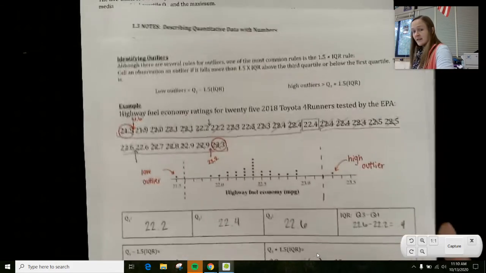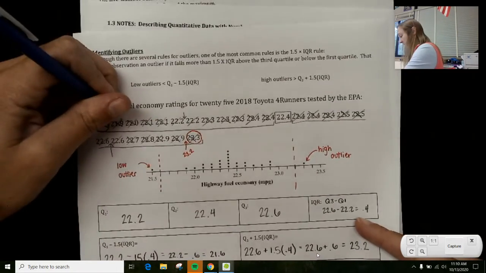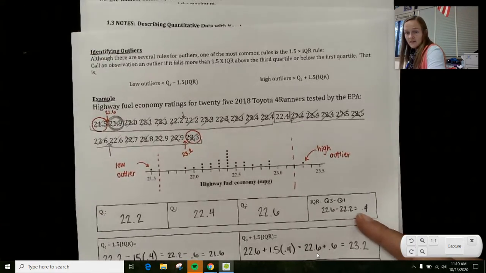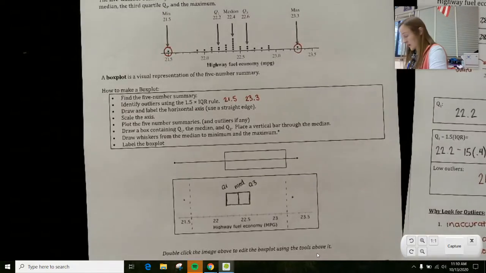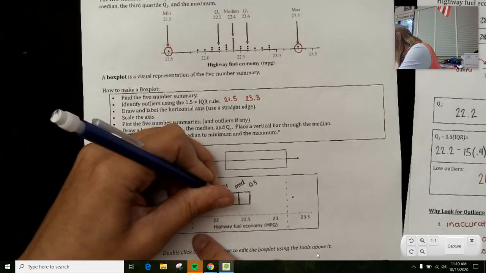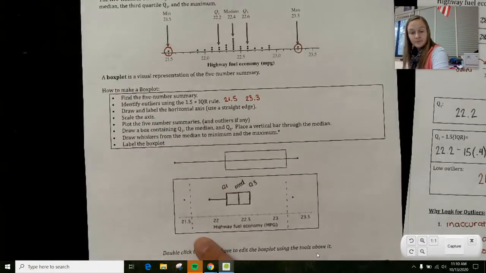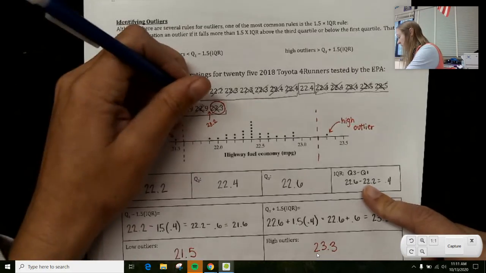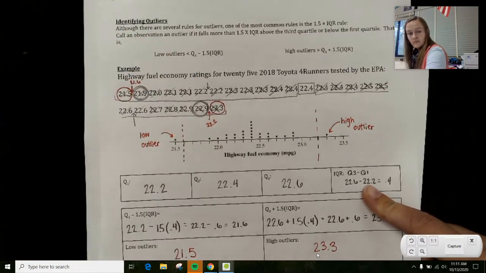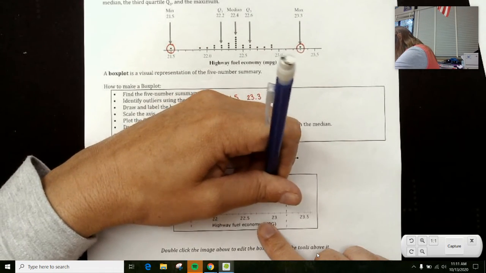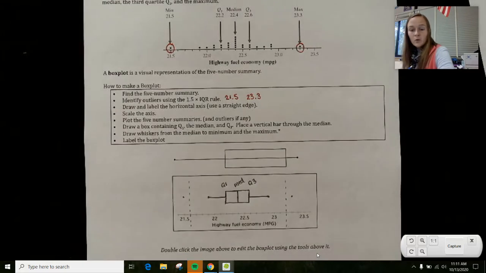So if I go back to this data set from back here, my lowest data point within that range is 21.9. So my left whisker is going to go to 21.9 and stop there. Now looking at the other side, my highest data point that was below that 1.5 IQR rule was 22.9. So I'm going to have my right one go to 22.9. So it only goes there.